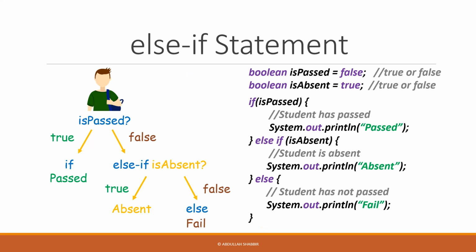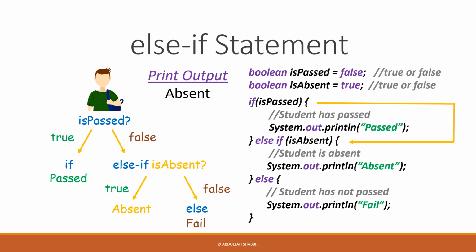The computer will start again reading code from the top and first read our if statement. It checks the test condition whether is passed is true, and this time it isn't, so it will move down to our next code block, which is our else if. And our else if checks if is absent is true. In this case it is, so we'll enter our else if code block and print out absent.